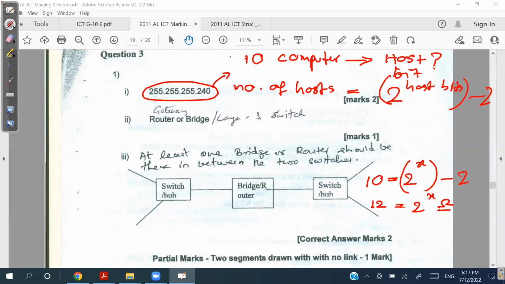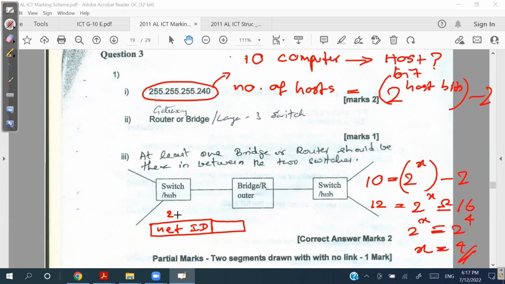So we have to take this to the nearest largest power of 2. That means 16. So 2 to the power x equals 2 to the power 4. X equals 4. So x equals 4 means net ID bits has 28 bits and host ID has 4 bits.